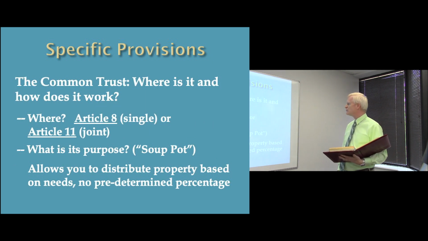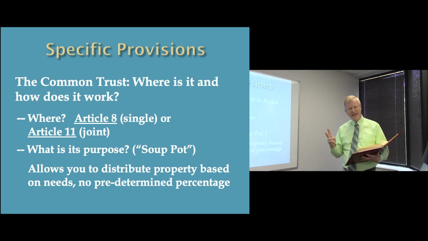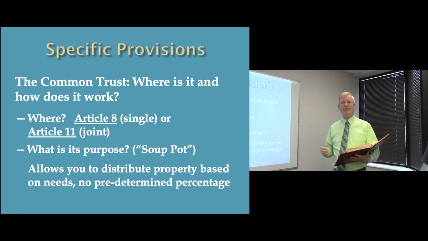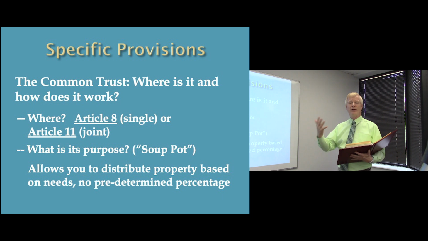Then we have a common trust. The common trust is going to be in different places depending on whether we are single or married, right? So if we're married, it has to come after all those other articles I just mentioned. So it's going to be in Article 11. If we're single, we didn't have all those other articles I just mentioned, it's going to be in Article 8, right? So what's its purpose?